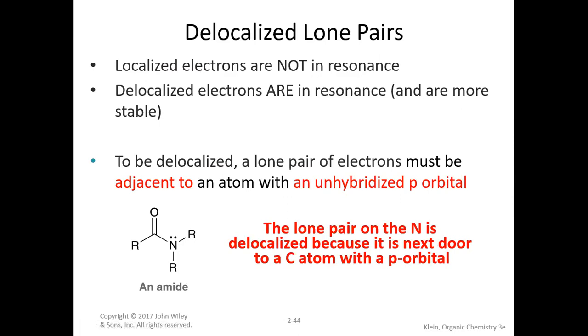Localized electrons are not in resonance. They are localized. They are stuck where they're at. Delocalized electrons are in resonance, right? And they are more stable, right? We talked about this. The more resonance forms you have, the more stable you are. To be delocalized, a lone pair of electrons must be adjacent to an atom with an unhybridized p orbital.